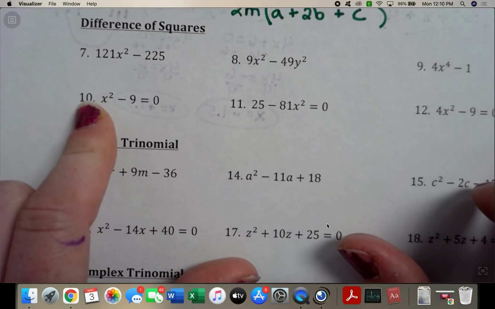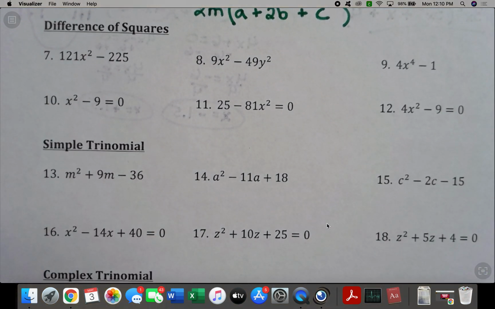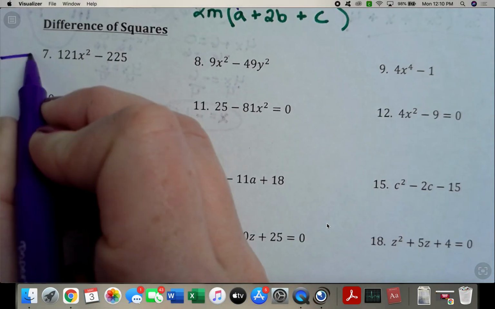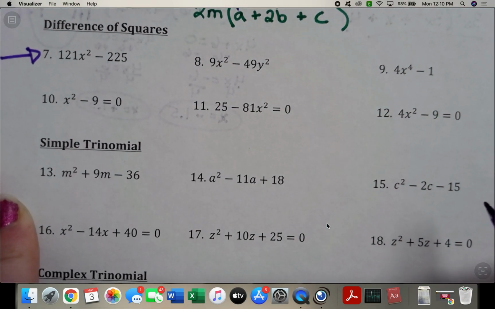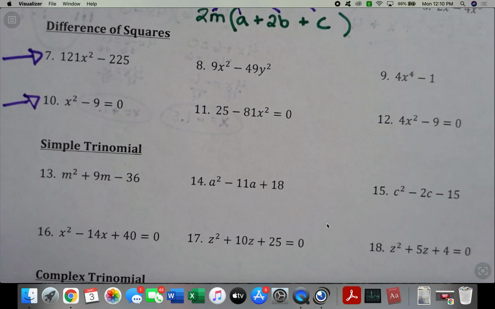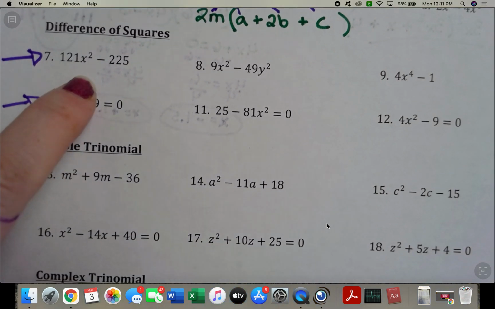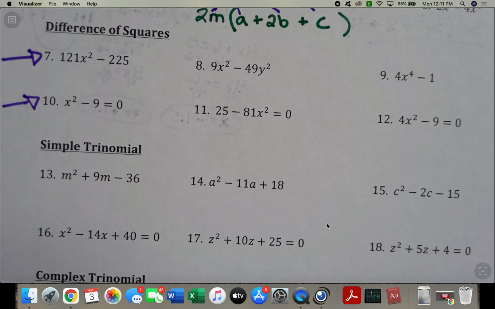Now, let's look at the instructions. This is the section for difference of squares. There is a difference between 7, 8, and 9, and 10, 11, and 12. You see the difference? These ones don't have them set equal to 0, so you can just factor them down and be done. These ones, you do have to set them equal to 0, because there is an equals 0. For the top ones, you just do the first half of what we did, because it's not set equal to 0. So you just do the parentheses. And then the bottom ones, you actually have to set them equal to 0 and solve for x.